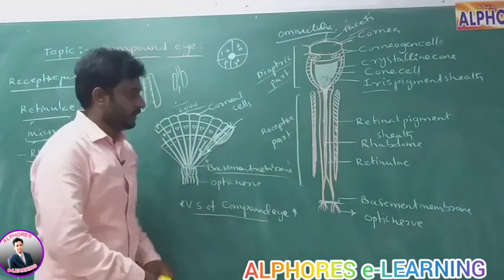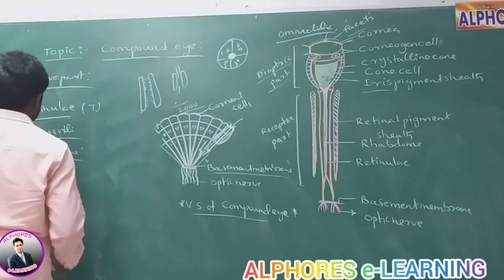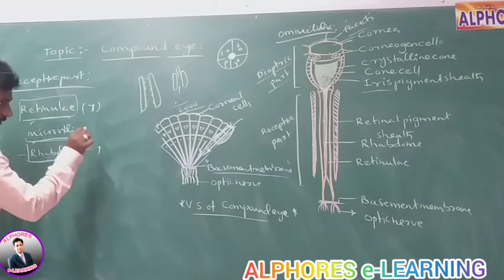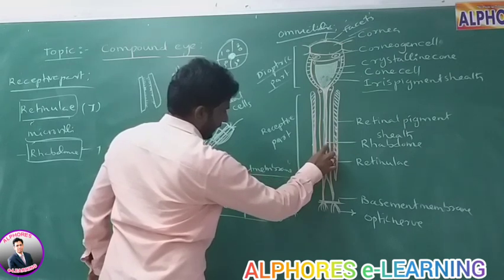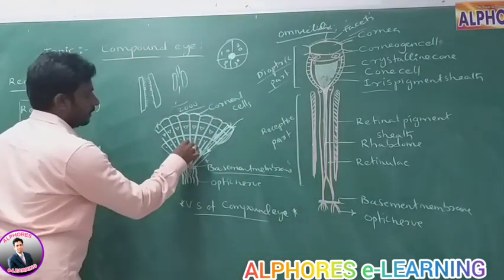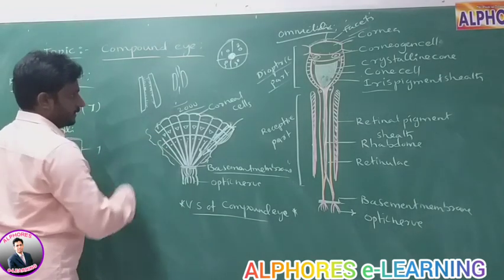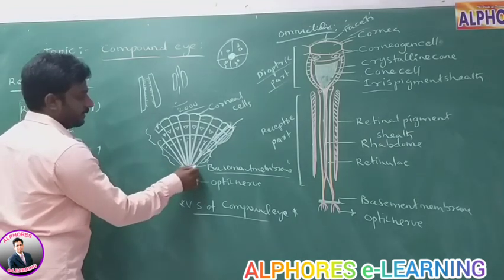It is called rhabdomere. So in the receptive part, how many cells are present? Retinular cells are 7, and on the inner side all these retinular cells are fused to form one rhabdome. So the rhabdome is single. All these cells, retinular cells and rhabdome, are resting on a membrane which is called basement membrane. This part of the ommatidium is called the receptive part. This part is called the dioptric part.